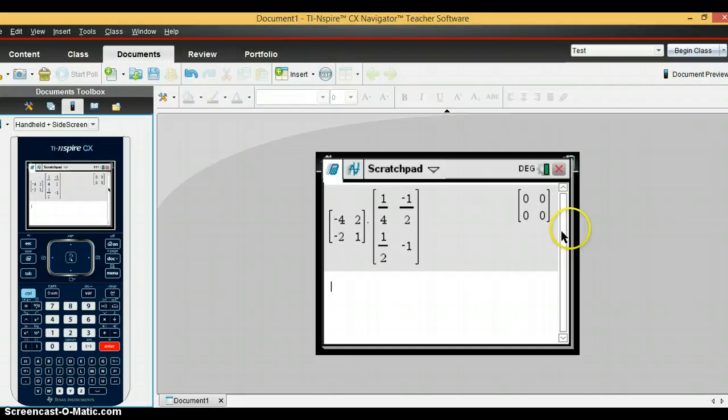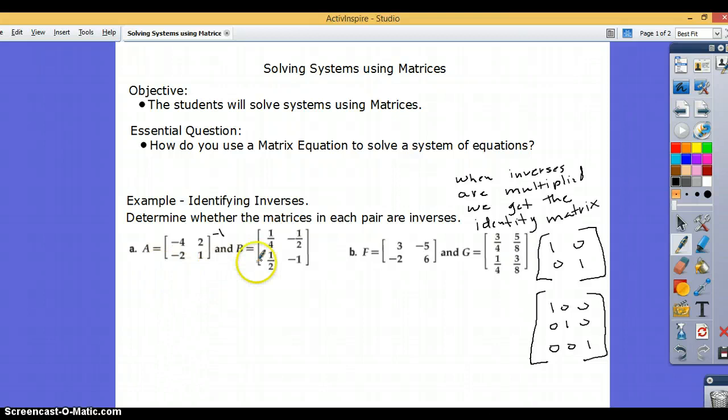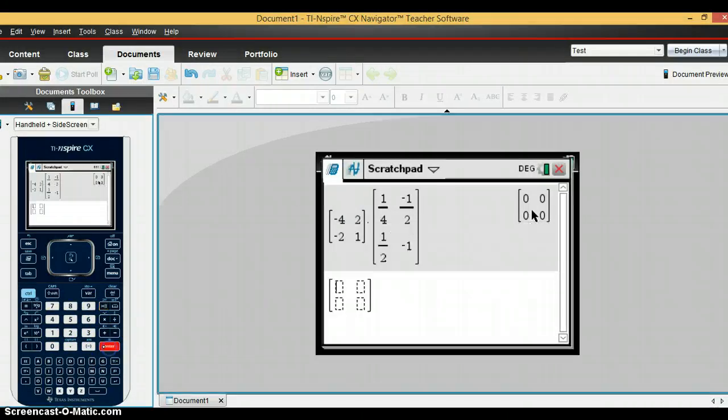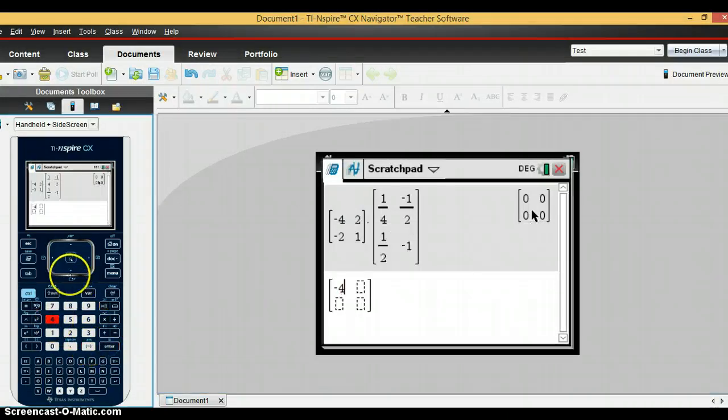Alright, so when I multiply those together, I get all zeros. That is not the identity matrix. So, according to that, these are not inverses. Now, I'm going to check it by doing it this way. So again, we want the 2 by 2. We're going to put -4, -2, 2, and 1. Now we're going to raise this to the -1.